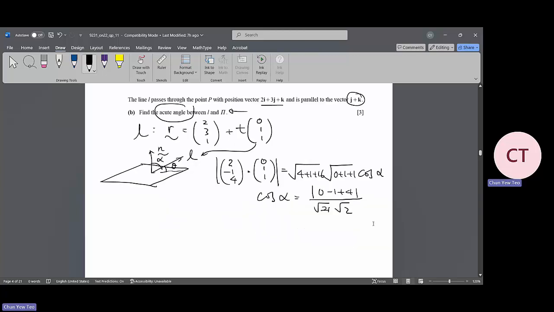Okay, so if you use your calculator, you get your alpha as 62.4 degrees. So your theta plus alpha is 90 degrees. Therefore your theta is 27.6 degrees. So this will be the answer for part B, the angle between the line L and the plane pi.